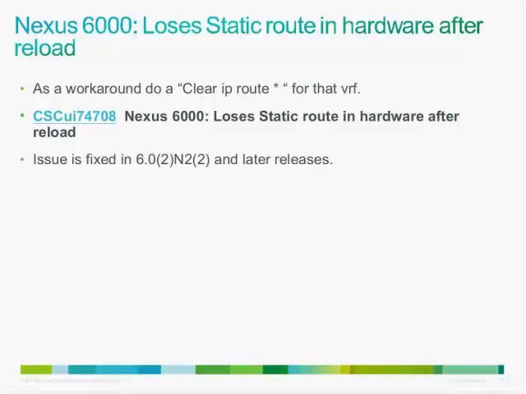So definitely something to be aware of. This is actually fixed in the 602N22 release, which is the latest one. The defect tracking on this is CSCUI 74708. Okay, and obviously clear IP route is a workaround, just like your other issue on the 5K which we have seen. So you can do clear IP route star or for that particular VRF.